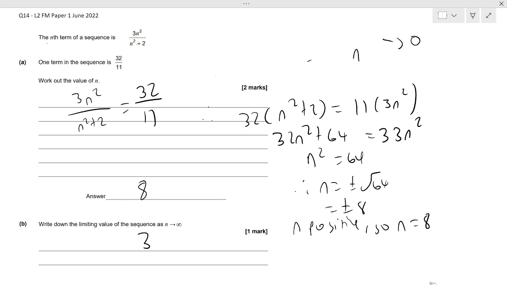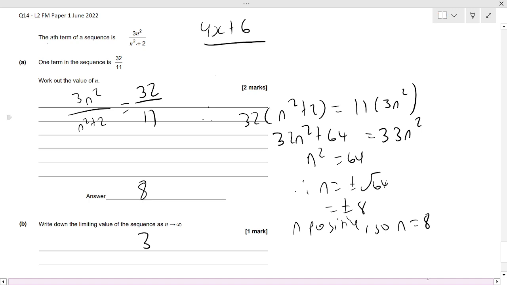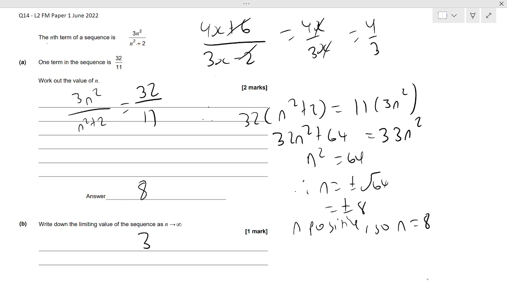Another example, I guess, say if we had (4x + 6) over (3x - 2), and then we want to see what happens as x goes to infinity. Again, the same sort of reason. We've got the highest power of x, which is just going to be x to the 1. So ignore all this, and we'll be left with 4x over 3x. And so we can cancel the x out to be 4 over 3. So the limiting value here would be 4 over 3. Okay, so that's generally what you want to do in these sort of questions. It's only one mark.